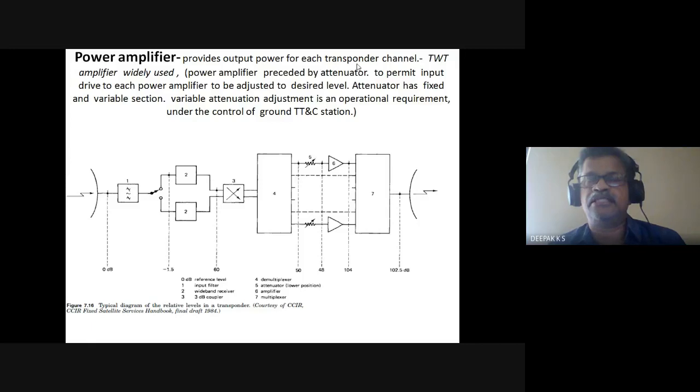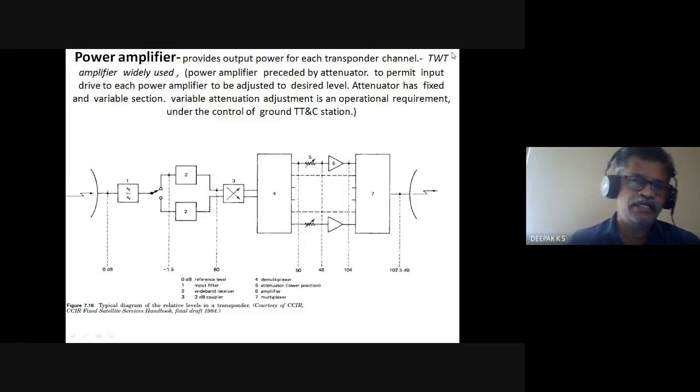So that is the gain for the channel, and usually it is a traveling wave tube amplifier that is widely used. A traveling wave tube amplifier at 6 or 4 gigahertz, or 12 or 14 gigahertz, these high frequencies. So that amplifier is there, and that's widely used. It is preceded by an attenuator. So this is the basic payload sitting on the satellite.